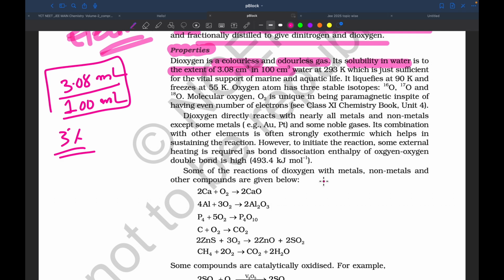Right. So a few more points. The water at 293 Kelvin, and 293 Kelvin is 25 degrees Celsius, is just sufficient for vital support of marine and aquatic life. Oxygen liquefies at 90 Kelvin and freezes at 55 Kelvin.